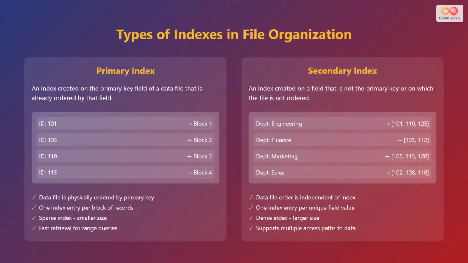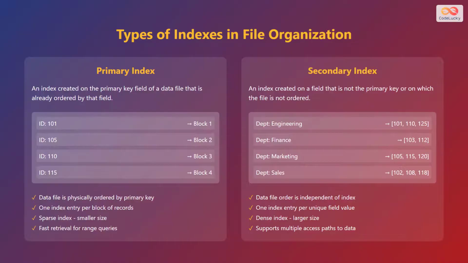In this slide, we'll explore different types of indexes. First, we have the primary index. A primary index is created on the primary key field of a data file that is already ordered by that field. The data file is physically ordered by the primary key, and there's one index entry per block of records. This results in a sparse index, which means the index size is smaller. Primary indexes offer fast retrieval for range queries because the records are physically sorted by the indexed field.